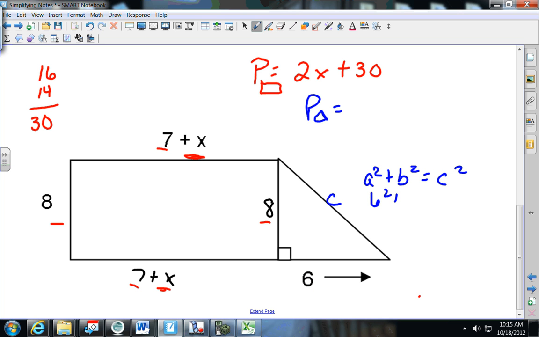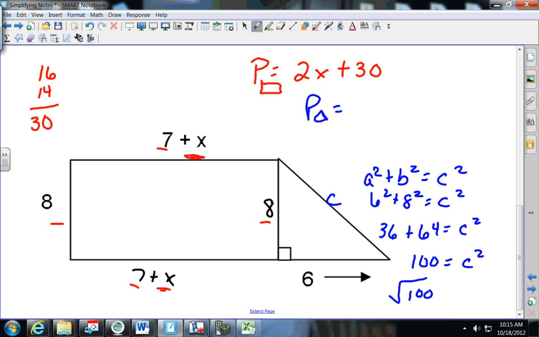So I have 6 squared plus 8 squared equals c squared. I have 36 plus 64 equals c squared. That is 100 equals c squared. The square root of 100 is 10. This side right here is 10. So the perimeter of the triangle is 10 plus 8 plus 6, which is 24.